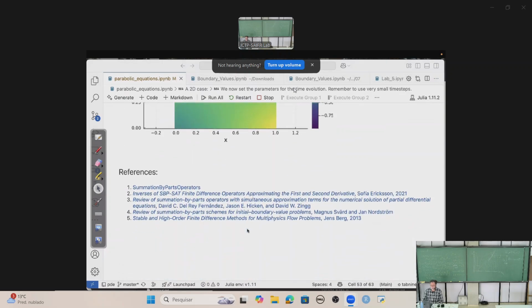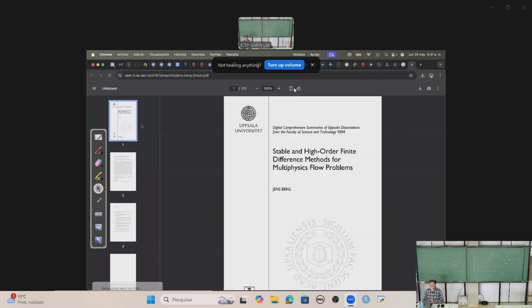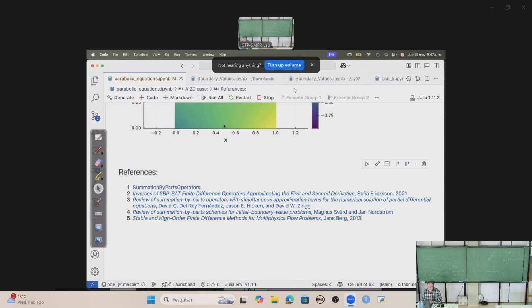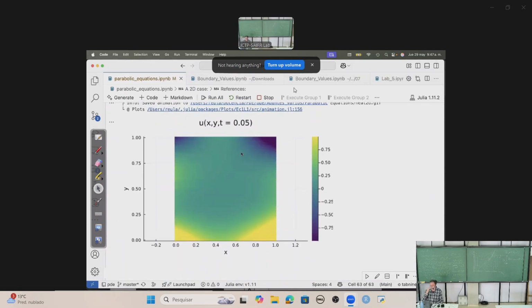I put some references here, the SummationByPartsOperators library, and there are 2 reviews about summation by parts and some papers. So if you are interested in more about the operators, etc., you can look at them. Okay.